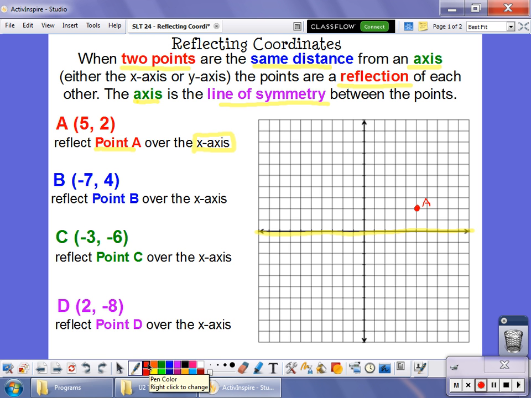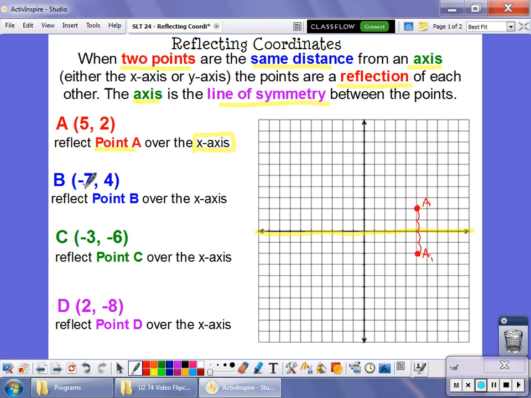Now a reflection is when 2 points are the same distance from an axis. So I know that point A was 2 units above the axis. To make my reflection, I'm going to put my new A, and I'll call this A sub 1, 2 units below that axis. So these 2 points are a reflection because they're the same distance from an axis, but on opposite sides of that axis.